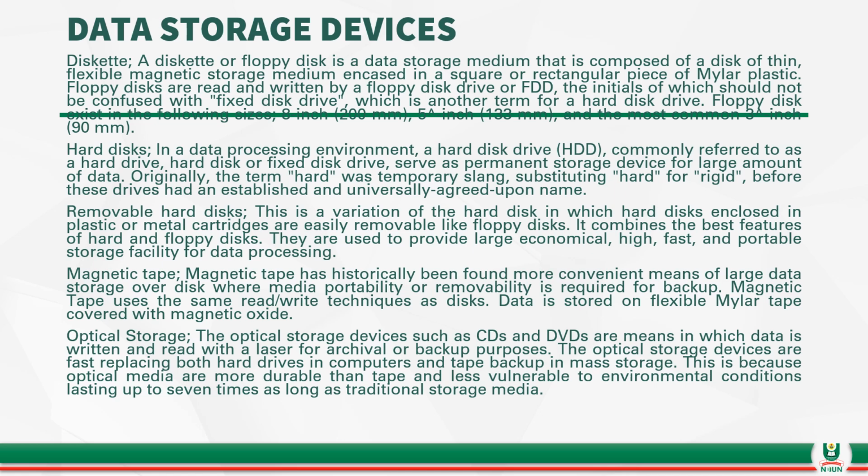Then we have removable hard disks. This is a variation of the hard disks, in which hard disks enclosed in plastic or metal cartridges are easily removable like floppy disks. It also combines the best features of hard and floppy disks. They are used to provide large, economical, fast, and portable storage facility for data processing.